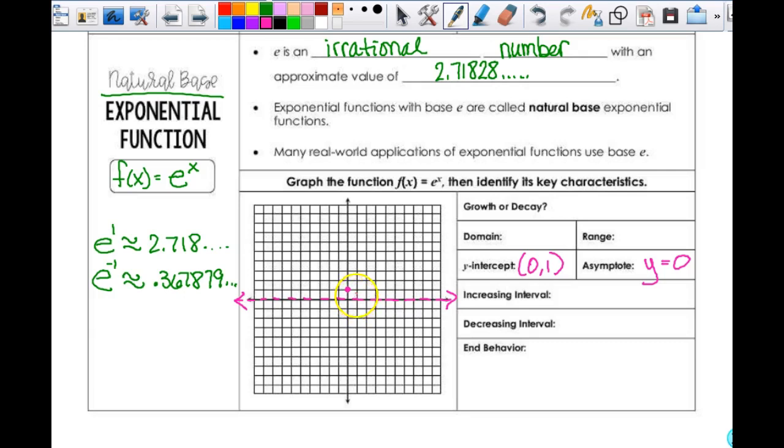Well, e is about 2.7, so go to 1, 2.7. See, I don't need to know all the decimals because I can't get any more accurate than that anyway. And then when x is negative 1, y is 1 over e, which is about 0.36, which is about right there. That's the best we can do when we're graphing anyway. And then it's going to look something like this.